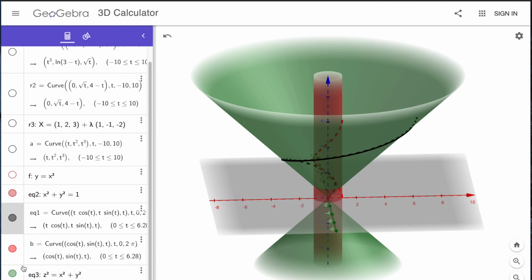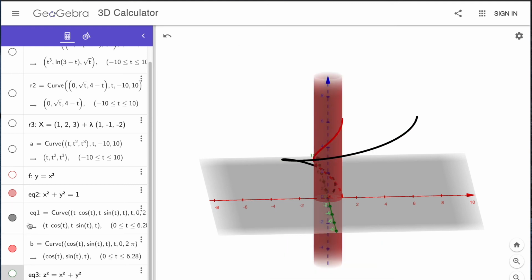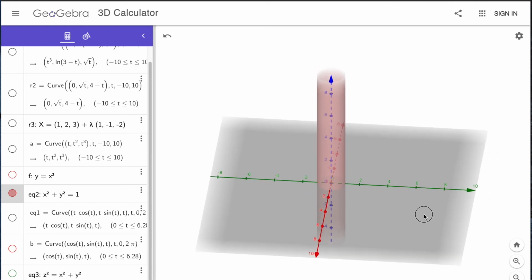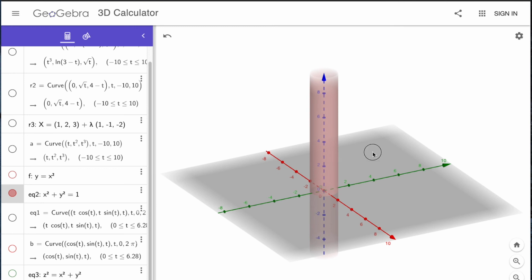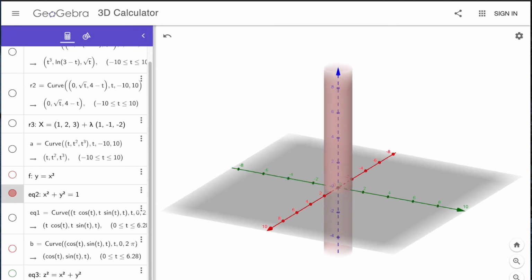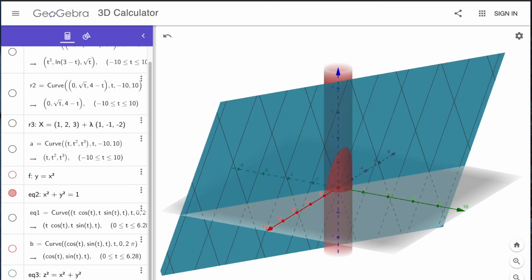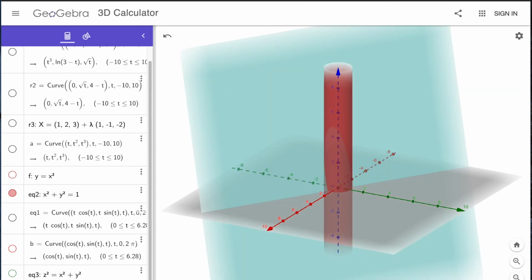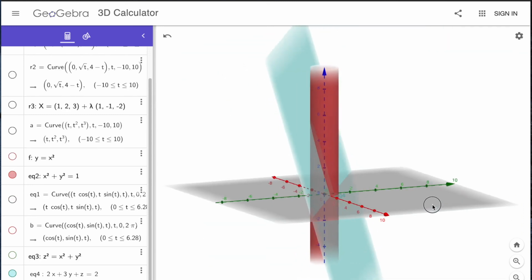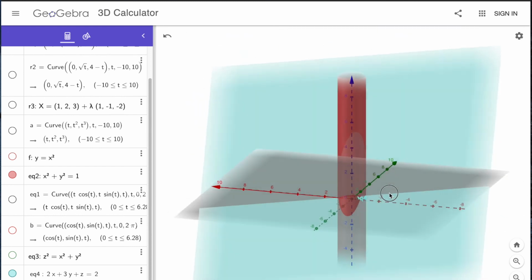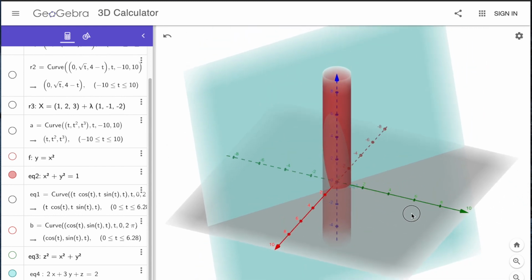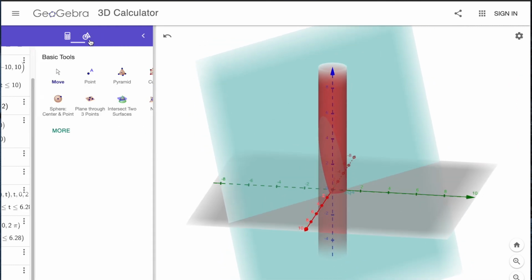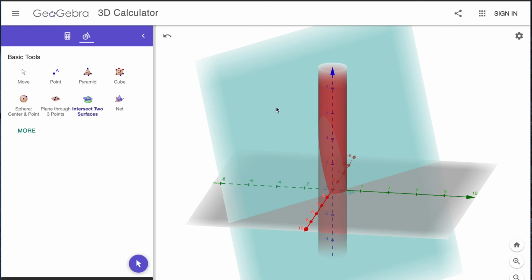Another type of curve we might be interested in is the curve that would be the intersection of two kinds of surfaces. So if I get rid of this helix and I'm looking at my unit cylinder, there he is, and we try to chop it with a plane like 2x plus 3y plus z equals 2. Doesn't matter. We can see that this is slicing through the cylinder at an interesting kind of angle.